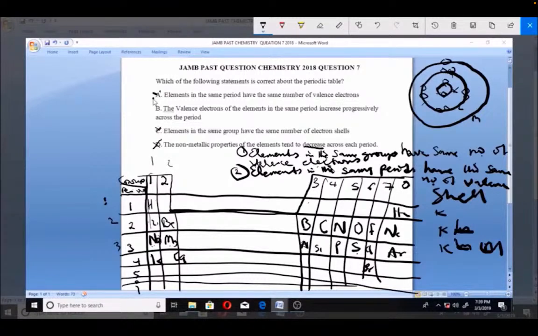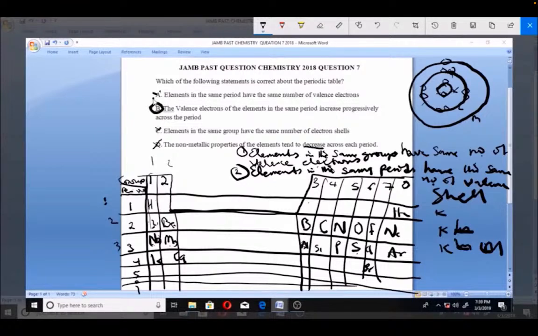But you see this B, the valence electrons of the elements in the same period increase progressively. That is true. The valence electron for sodium is 1, magnesium is 2. So as it is going here, it is increasing. Aluminium is 3. You understand? The same thing here. Lithium, the valence electron here is 1. That of beryllium is 2. Boron is 3. Carbon is 4. So the valence electron is actually increasing progressively across the period. That makes option B the right option.